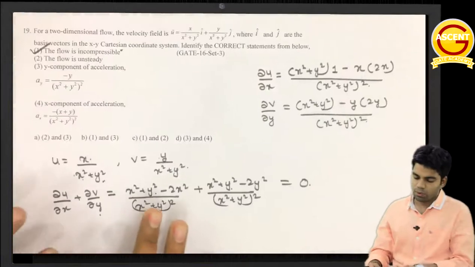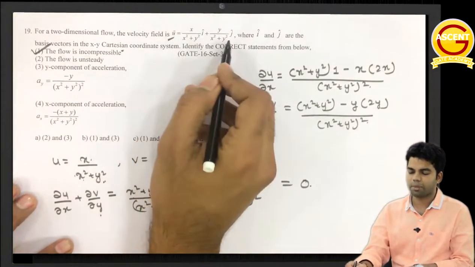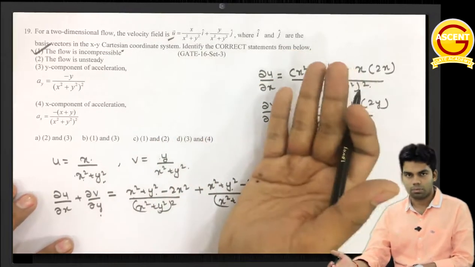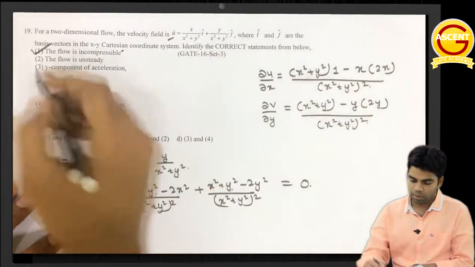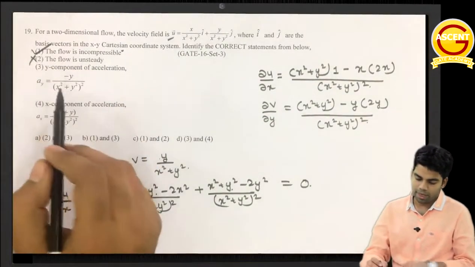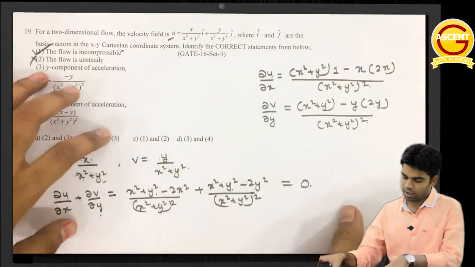Now whether this flow is steady or not can be directly determined from this expression, because the time term is not involved. So obviously this is a steady flow because it is not dependent upon time. So this is not a correct statement. Now we have to determine the y component and x component of the acceleration. So how can we determine that?